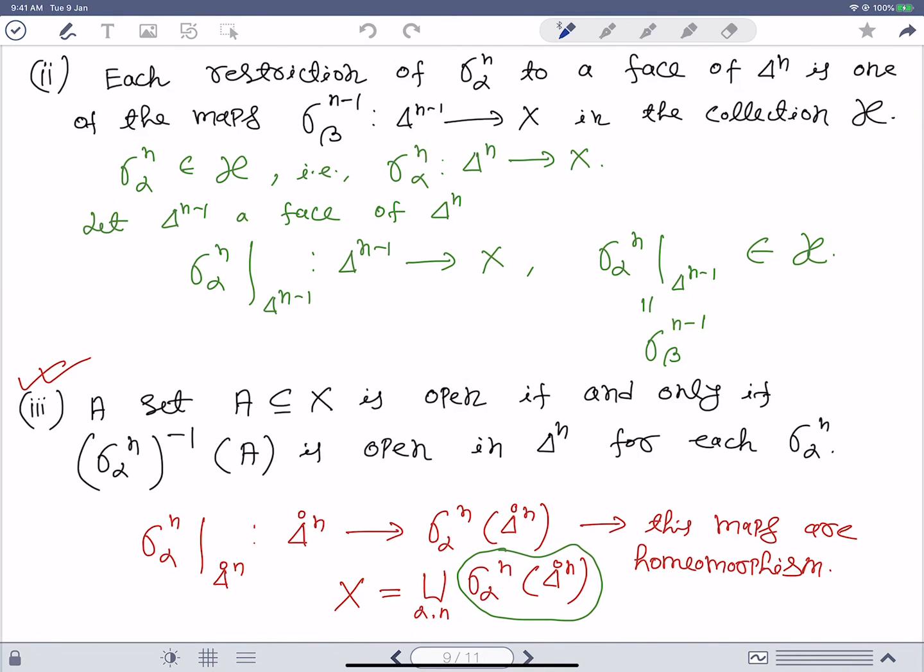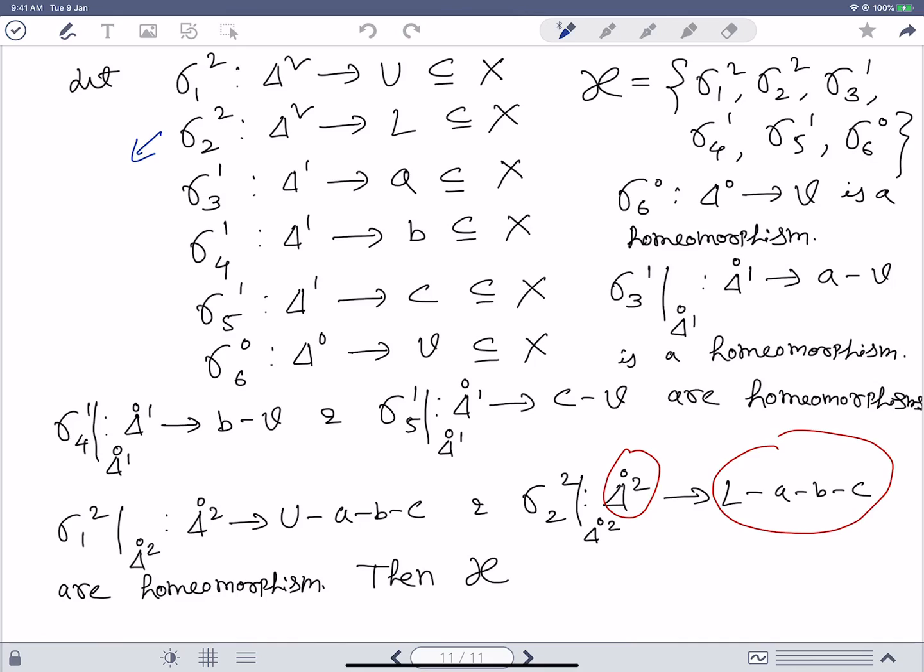And the third condition says a subset of X is open if and only if its inverse image is open for all the maps sigma. We have already taken it to be a homeomorphism on the interior, therefore the last condition is also satisfied. Therefore this script X gives a delta complex structure on the topological space X.